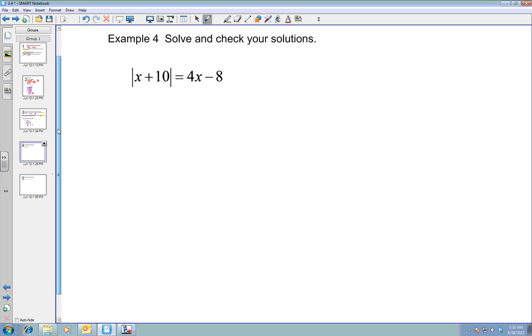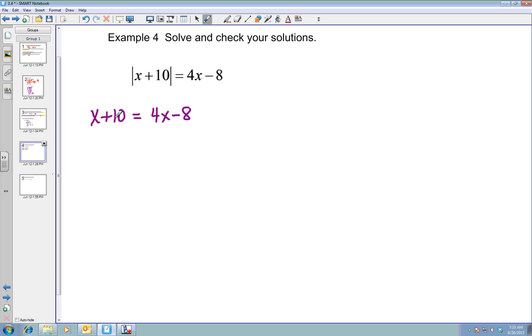Example 4, solve and check. So the very first thing is we need to find our absolute value bars and make sure that it's isolated, and it is. Okay, so there's nothing I have to get rid of that's on the same side of the absolute value bars. So my second thing is, is it equal to a negative number? No, it's not. So now I'm going to write my two equations. I have x plus 10 equals 4x minus 8. So your first equation is your original equation without the absolute value bars.